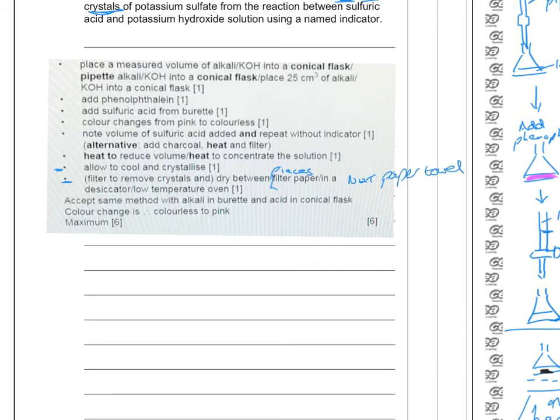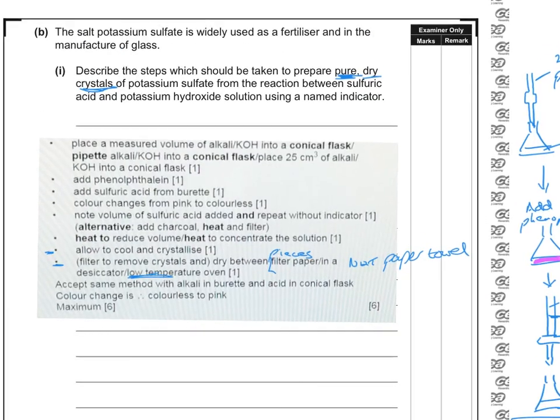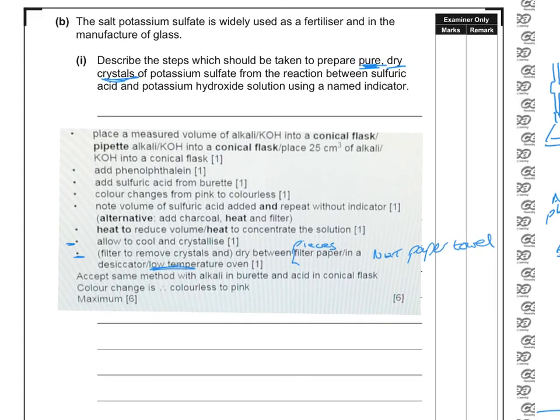And if you're going to use an oven, it has to be a low temperature, because again, if it was a high temperature oven, then it would drive out the water of crystallization. And the question has specifically asked for crystals.